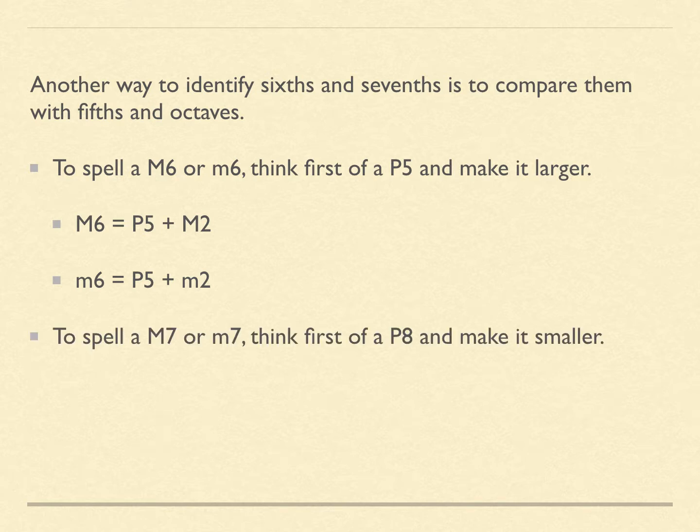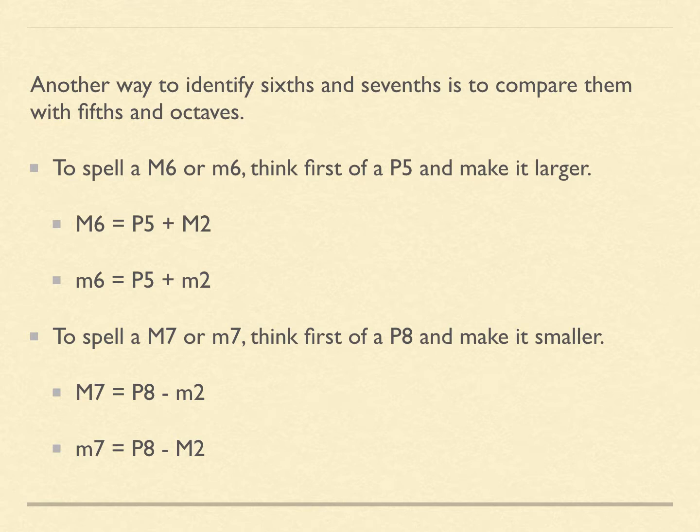And then sevenths, you can do the same kind of deal. Take an octave and make it smaller. So a half step down, a minor second, will be a major seventh. And if you take an octave and shrink it by a whole step, then you have a minor seventh.